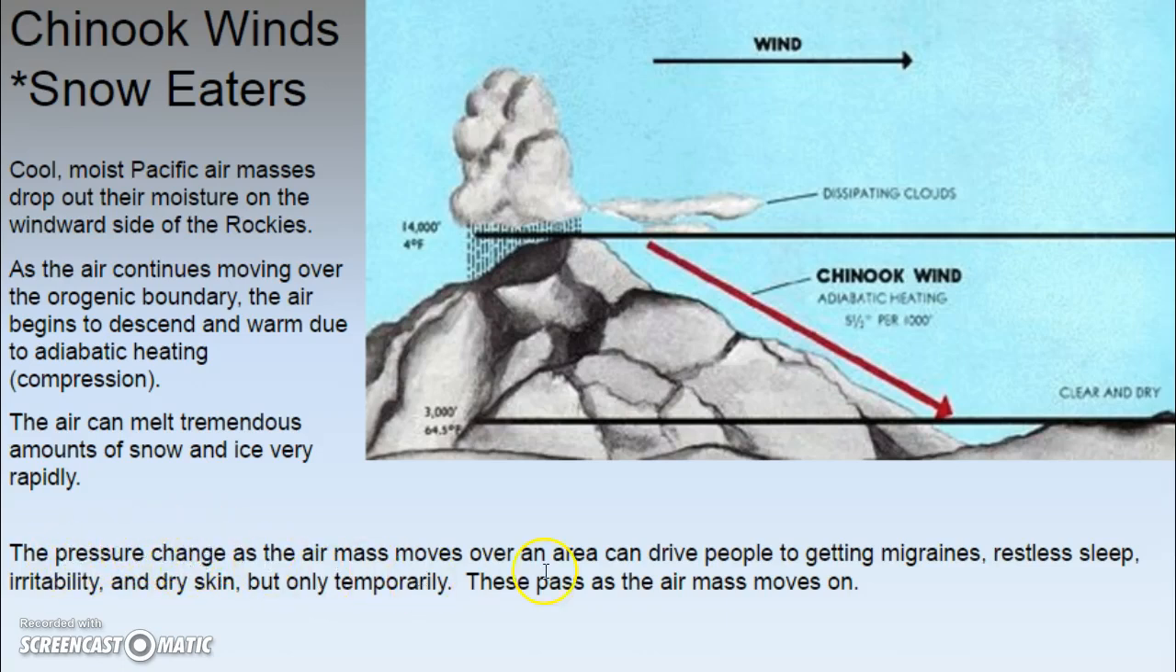The pressure change as the air mass moves over an area can actually drive people to getting migraines, being restless in their sleep, irritability, dry skin, but these are only temporary. There are predictions as to when the Chinook winds are going to take place, and they can say, okay, get ready, you're going to be irritable for a while. And I guess it justifies people being crabs. But these pass on as the air continues moving over. So it moves on. It gets better.